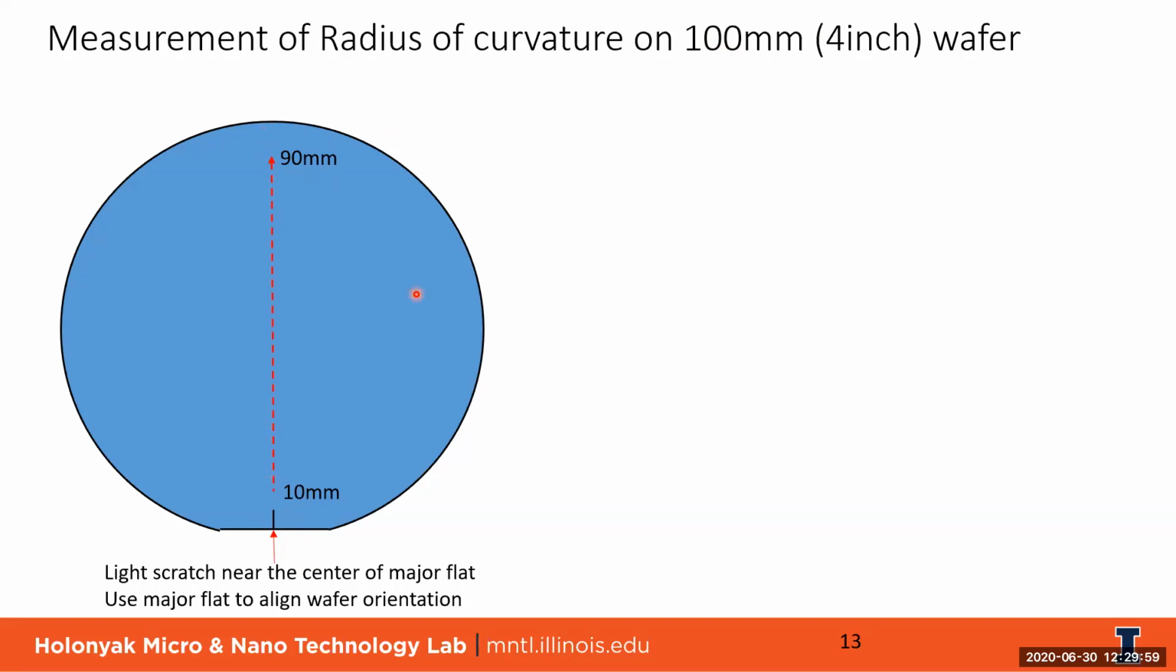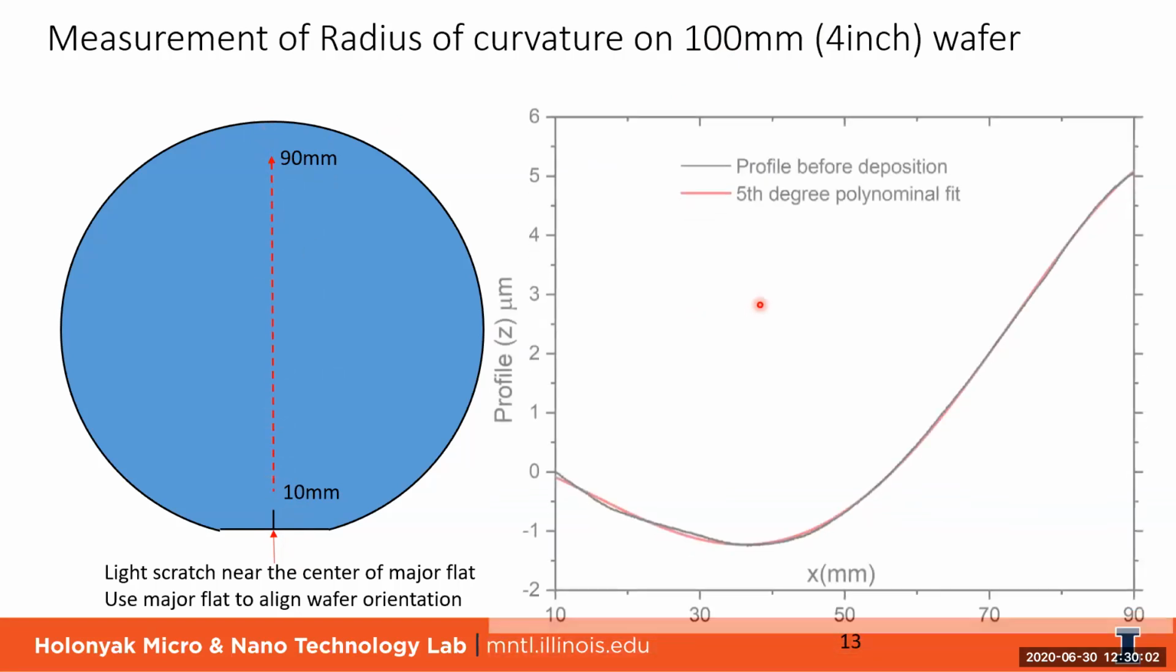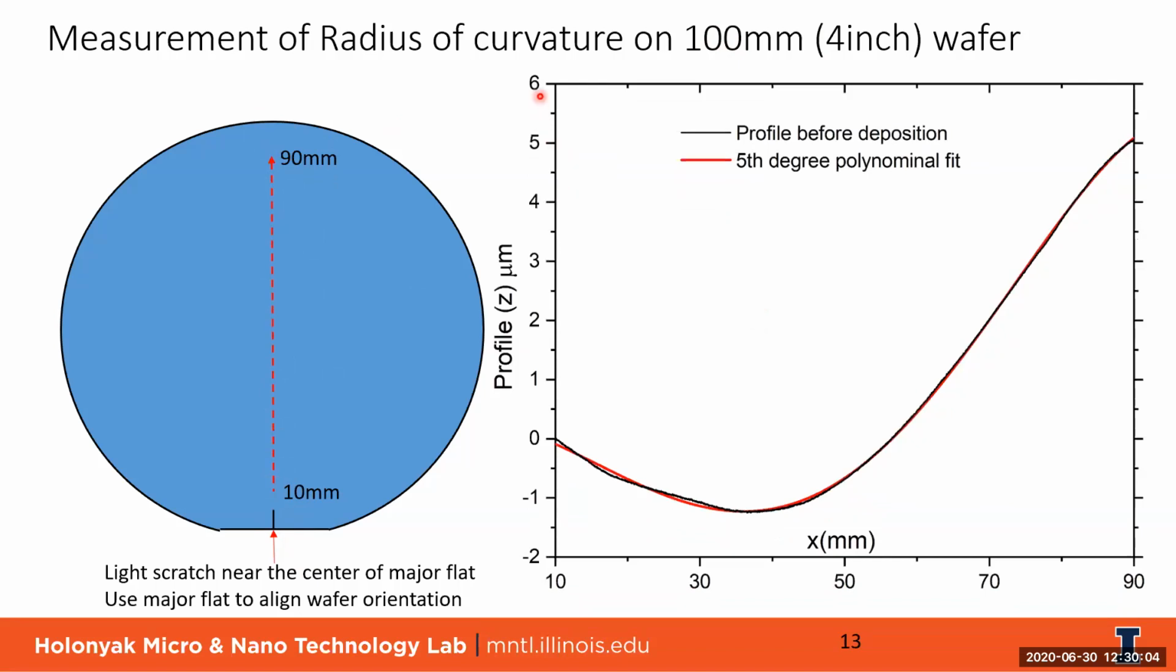After we make that scan, this is the profile, the C profile. We scan from 10 millimeter all the way to 90 millimeter. This is the profile before deposition. And then we use the raw data, the black one, and create a 5th-degree polynomial fit. The reason we do that is because it allows us to take analytical derivatives.